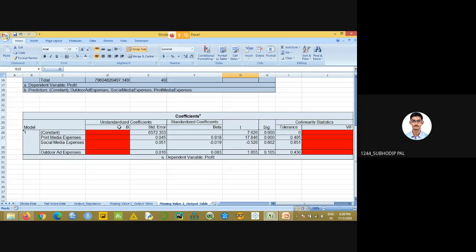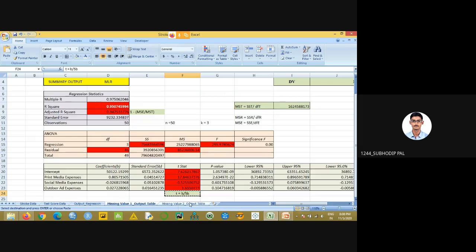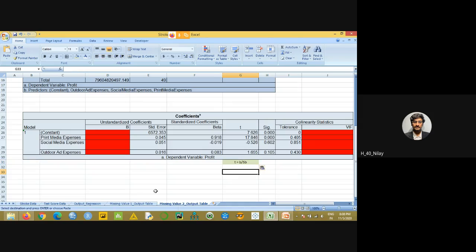Now see this one. This is B, the standard error means SB, and this is the T statistics. The representation is quite different. I have taken the SPSS output here, and previously it was the Excel output. Forget about this one. I want this and this to calculate this one. My formula was B by SB. So I have to calculate B here. I know T and SB, so B will be T into SB. T is this one, SB means this one.